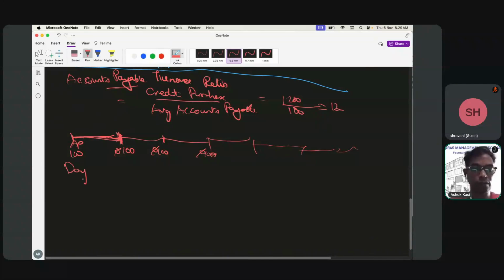Then days of accounts payable turnover ratio is 365 divided by accounts payable turnover ratio.